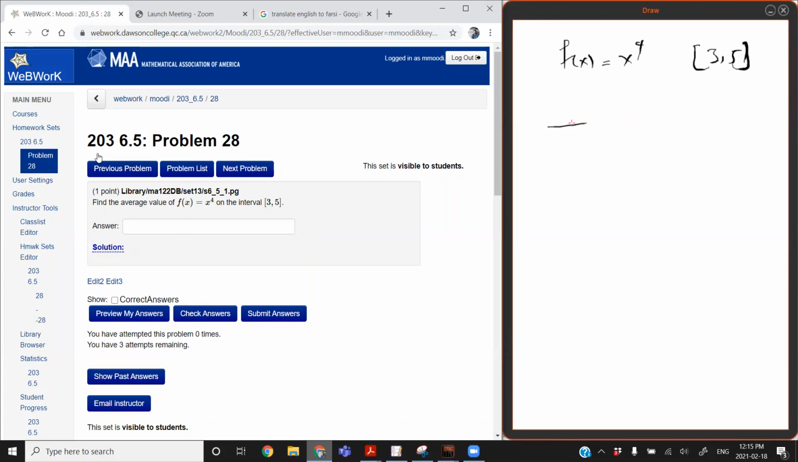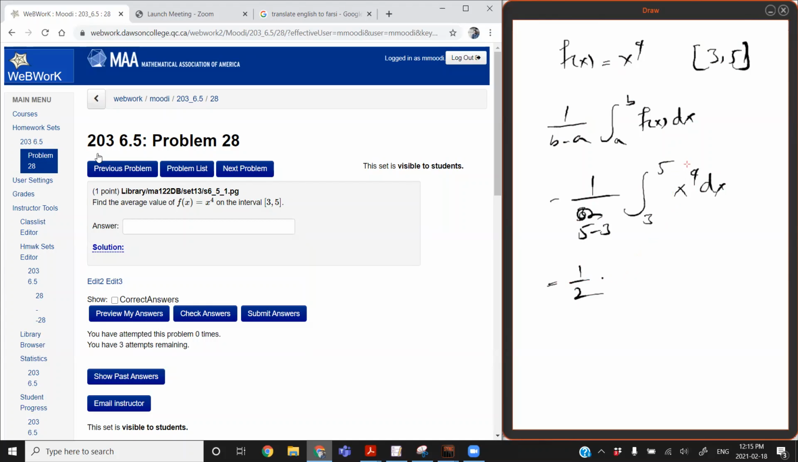According to the formula, the average value is going to be 1 over b minus a, integral from a to b of f of x dx. So it's going to be 1 over 5 minus 3, integral from 3 to 5 of x to the 4 dx. So it's going to be 1 over 2 times the antiderivative of this, which is 1 over 5 x to the 5 from 3 to 5. So it's going to be 1 over 10 times x to the power of 5.